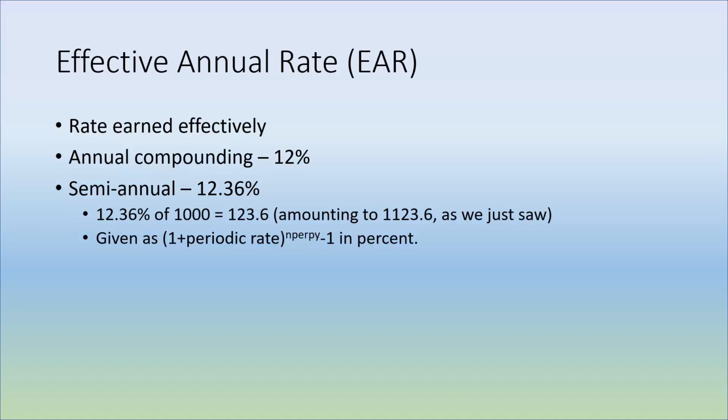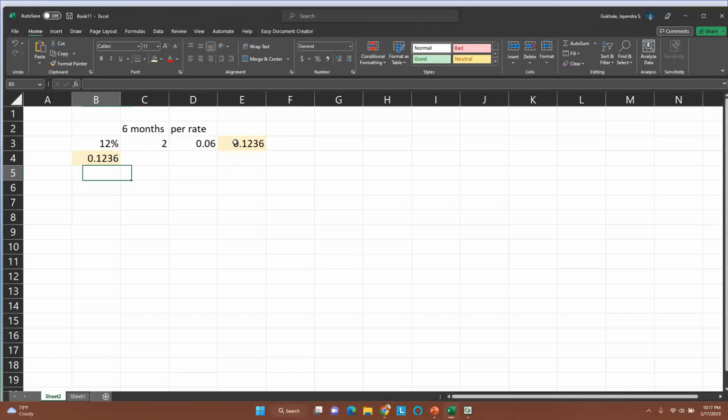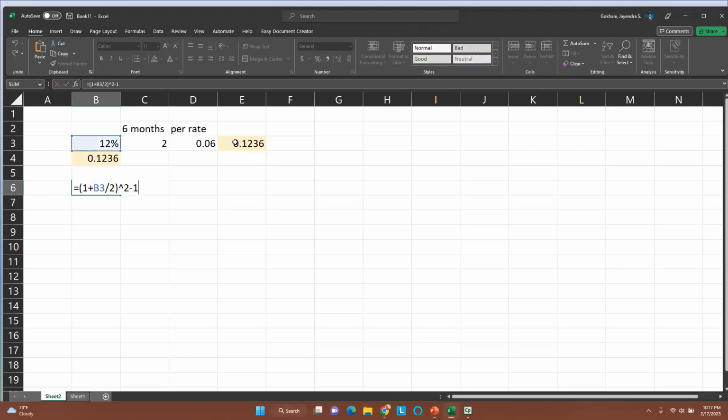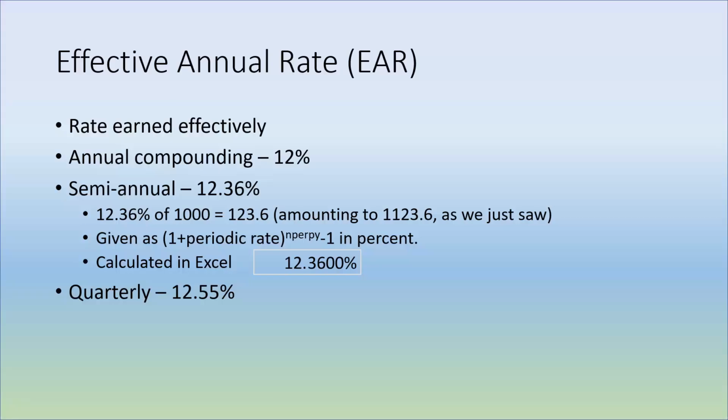And then it is also given as 1 plus periodic rate to the power of number of periods minus 1, in percent. So to see that, equals parenthesis 1 plus periodic rate to the power of number of periods minus 1. Nope, that didn't work. Divided by 2. There you go, that worked. So that's how we calculate the effective rate. Effective rate is usually bigger, and we just showed that with the Excel example a minute ago. With quarterly, it's 12.55%. So to see that, all we have to do is divide it by 4 and raise it to the power of 4, 12.55%, and so on.